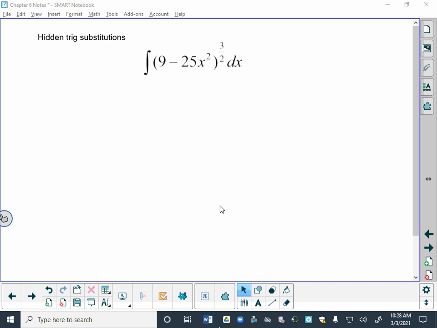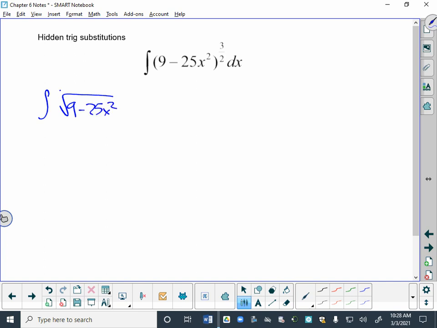All right, this is going to be a little supplement to the trig substitutions, what we call lesson 6-3.5. This sort of has the look, but there are some other things going on here. And just by making a couple of adjustments, we can rewrite this problem as the square root of 9 minus 25x squared, all raised to the third power. And there we see the origins of the triangle that we're going to need.